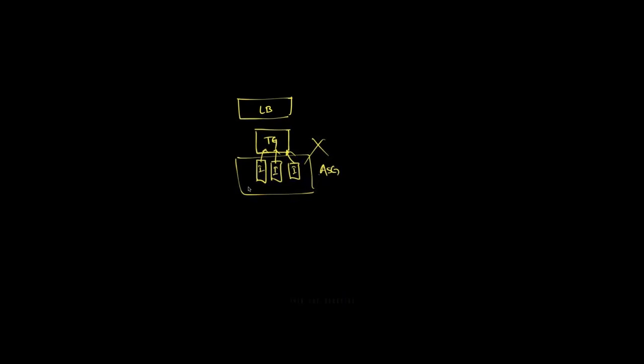So now I need to make something in such a way that this target group should be added with the new instances which are created automatically by your ASG. So how can you do that? Okay, it comes out of the box.